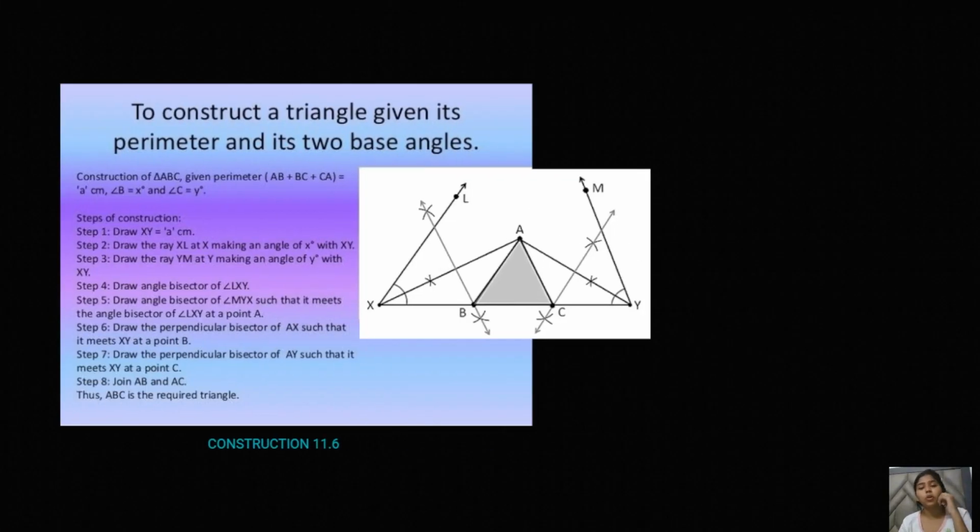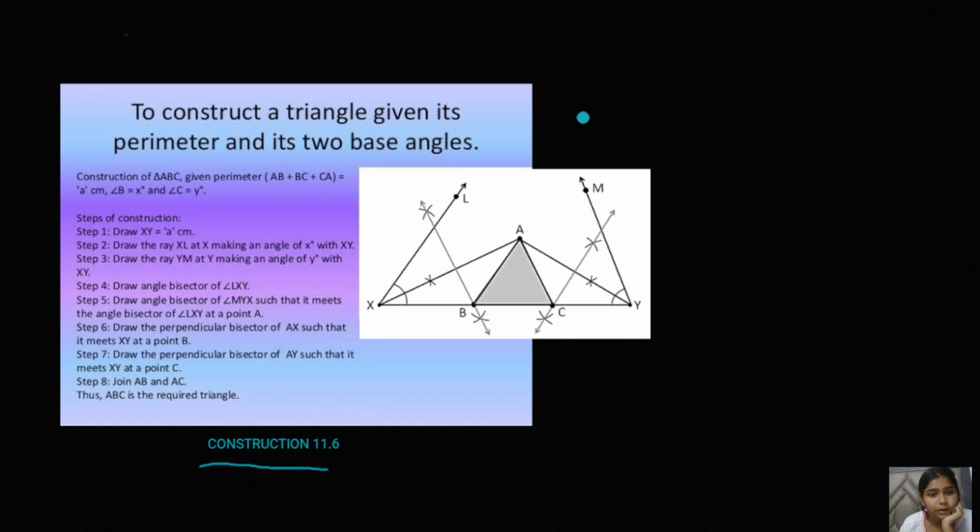These are very important: the construction of a triangle whose base angle, sum of the two sides or difference of the two sides are given. Let's move to our last construction, that is construction 11.6. Afterwards we will discuss some questions related to it.